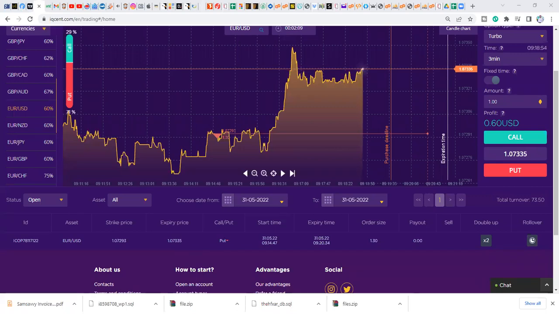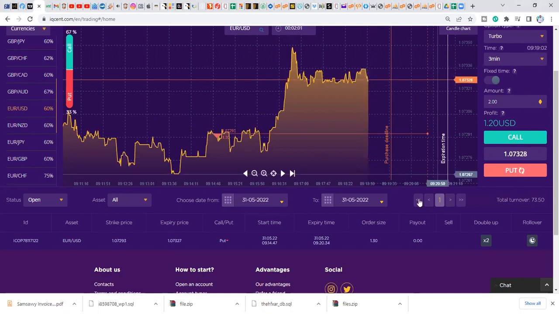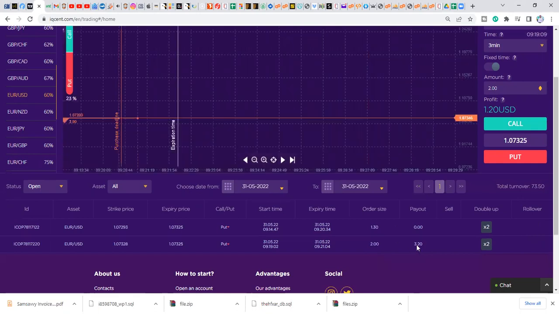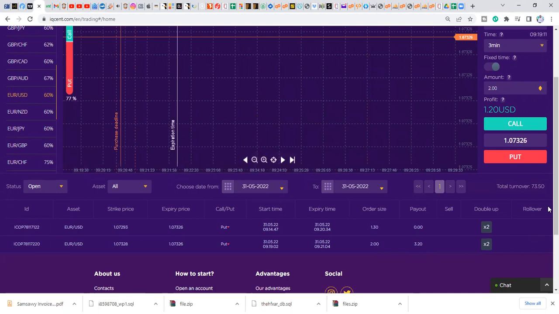So when an indicator says bearish movement, it means it's coming down. I want to take this trade so I can recover this money. I want to enter the market again. So I'm in the market again. I entered the second time. Can you see my second trade? I entered $2, same 3 minutes. Now my payout is $3.2, 60% profit.